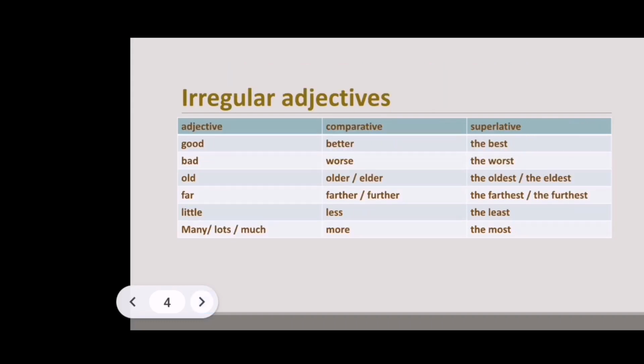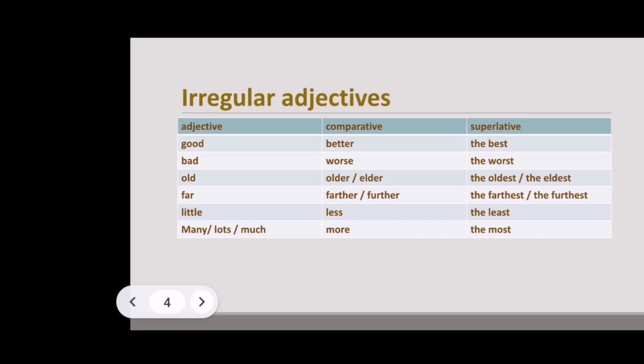This slide is very important as we should know the irregular adjectives. Once more, you should just learn them by heart. Let's read them together for you not to make mistakes in pronunciation. Good, better, the best. Bad, worse, the worst. Old, older, the oldest, or elder, the eldest. We usually use elder and the eldest speaking about people, the age, for example. She is the eldest in our family.